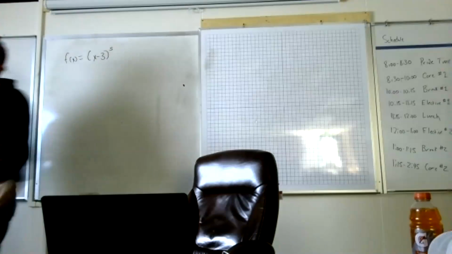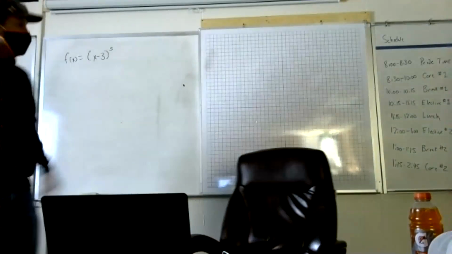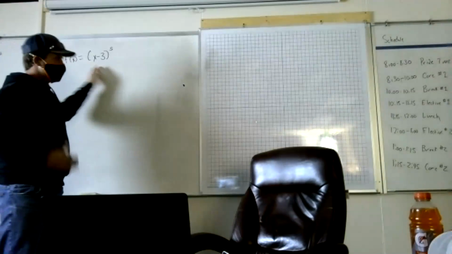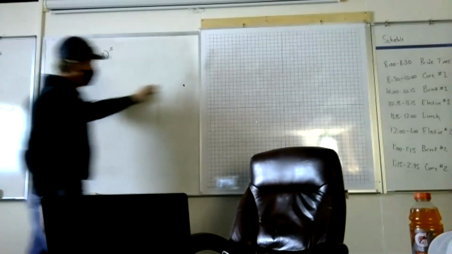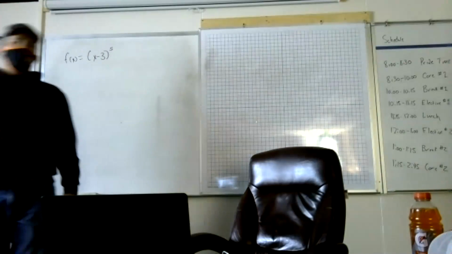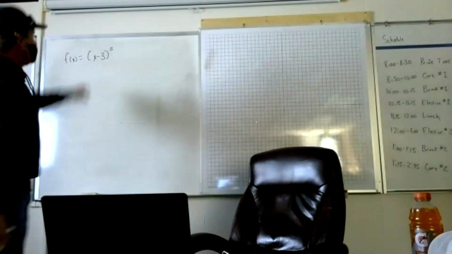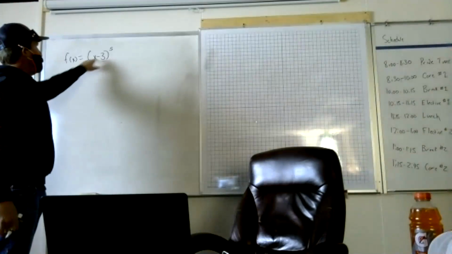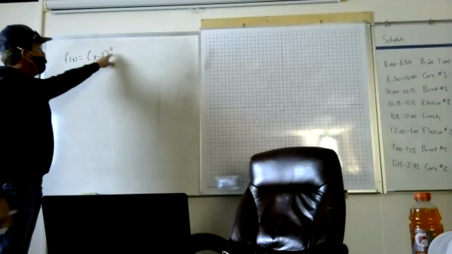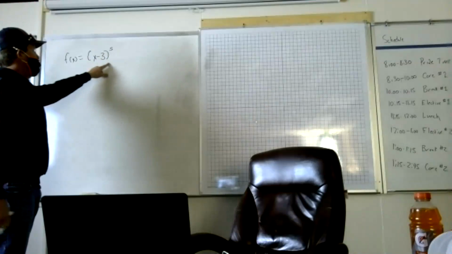Okay, like I said, I'm going to pick 5 points, but I'm going to be real selective and real strategic about the picks, especially on a horizontal translation. I know for a fact that I want to pick one that is going to make my inside term 0, because generally that's going to be my y-intercept.